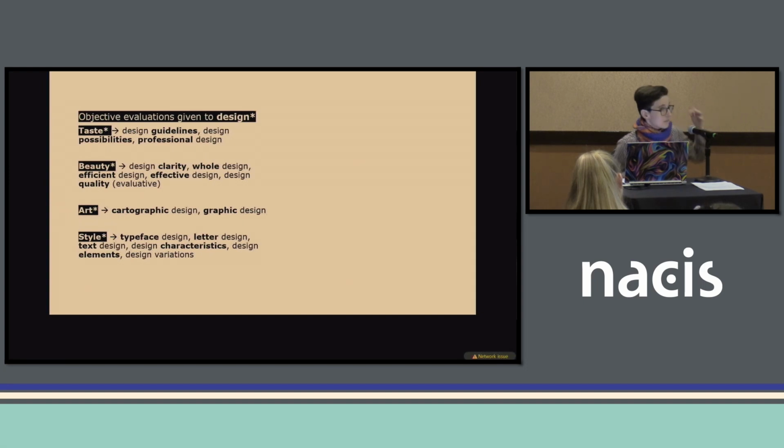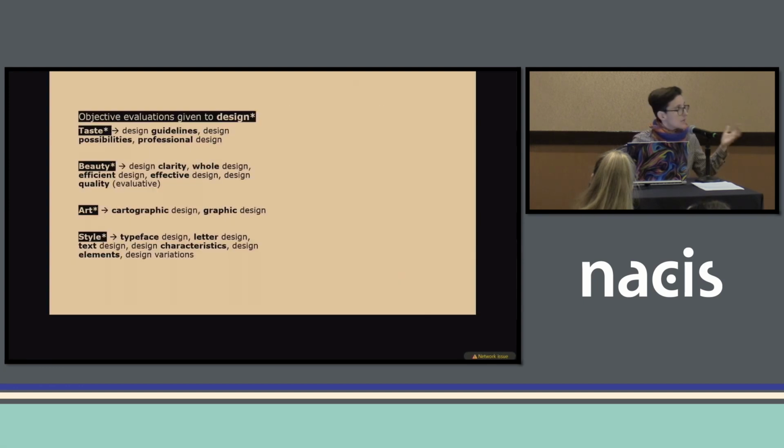So you start seeing something like taste, like is this mapped to one's taste? Now we're referring to this in terms of guidelines. So is this to the taste of cartography? Design possibilities, professional design. You start seeing beauty now in discussions of clarity, efficiency, effectiveness, quality. Art is actually an interesting case. If there's time in the Q&A, you can ask me about that one.